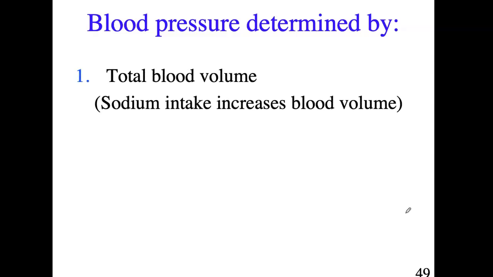What is blood pressure determined by? Let's look at that. 1, your total blood volume. So that makes sense, right? We have about 5 liters of blood, but if we were to be more hydrated, we drink more water, we have a greater volume of blood, and that's going to be at a higher pressure.